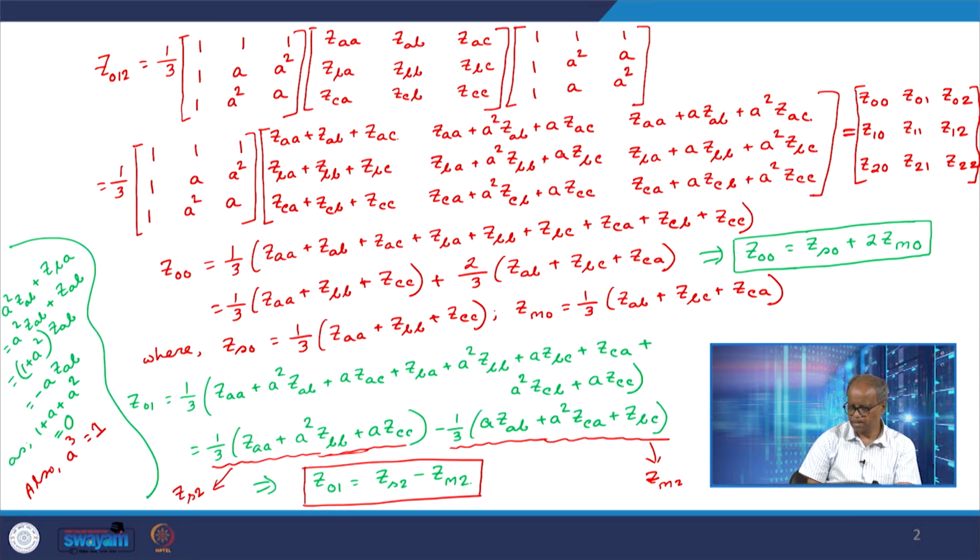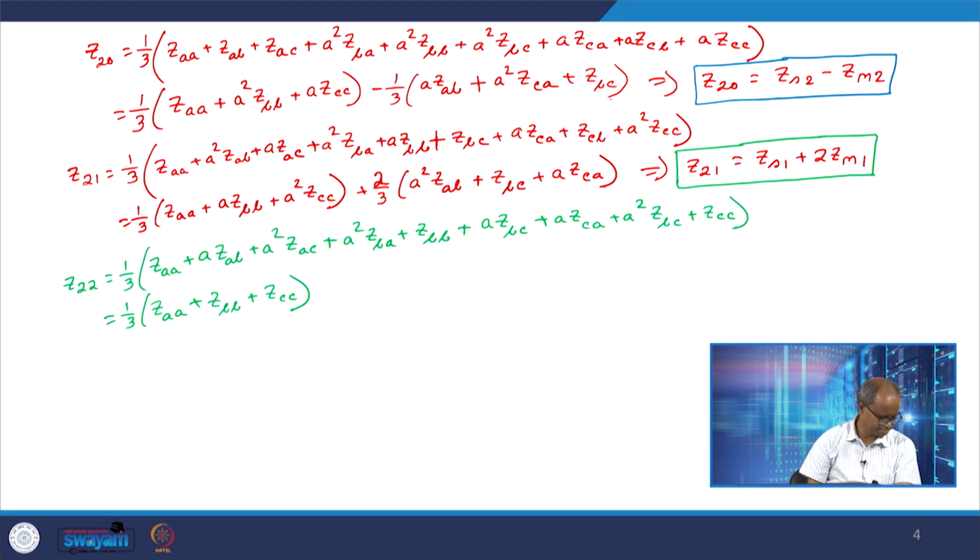and AZAB plus A square ZAB is minus 1/3 ZAB, A square ZAC minus ZCA, and AZBC plus A square ZBC. So therefore Z22 is equal to ZS0 minus ZM0.